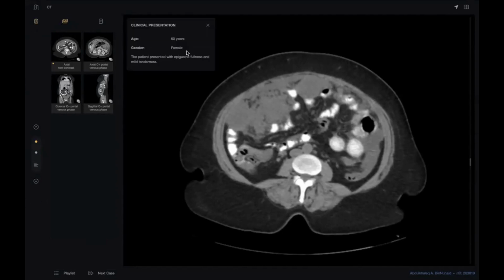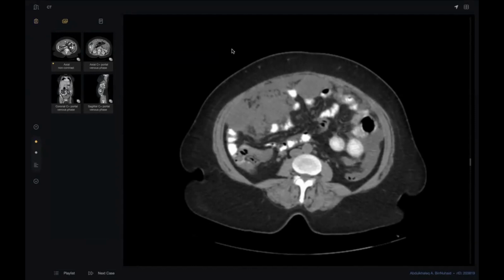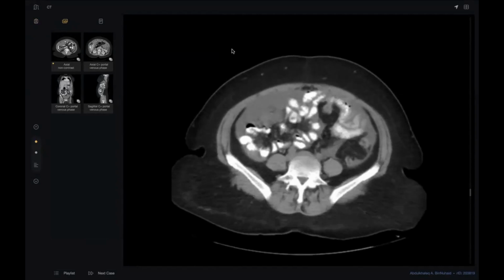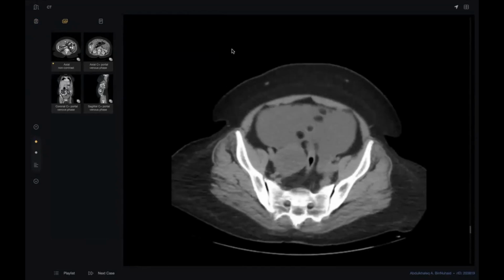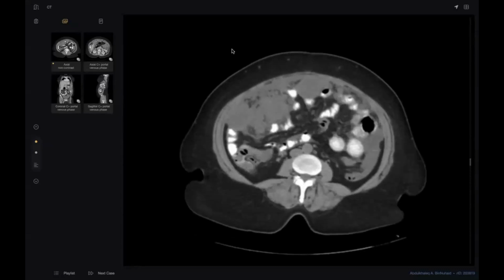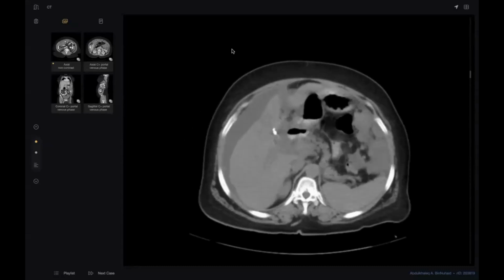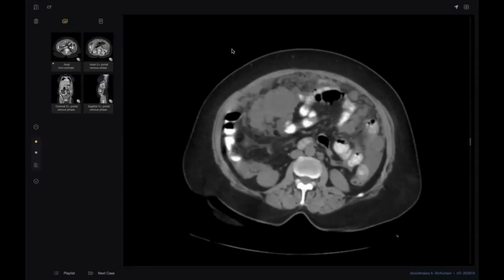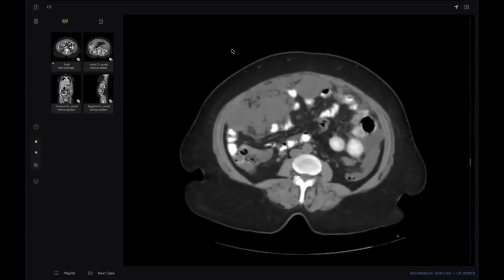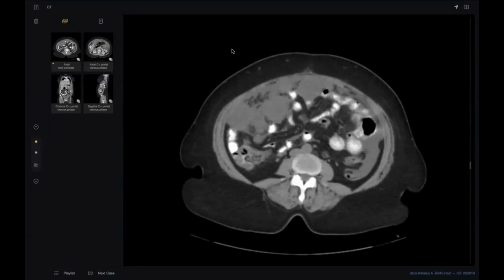Doctor, this is a 60-year-old female patient presented with epigastric fullness and tenderness. I have been presented with a CT abdomen and pelvis with oral contrast, no intravenous contrast. I have multiple slices of the CT abdomen. There is multiple nodularity and a mass lesion seen in the omentum.